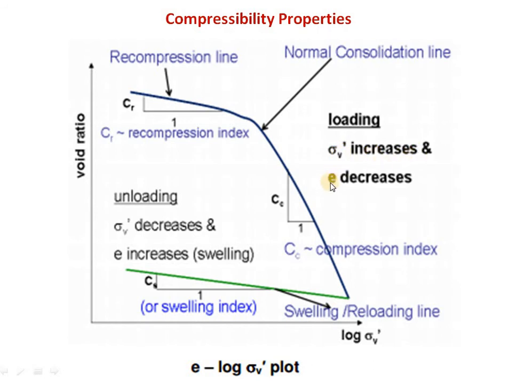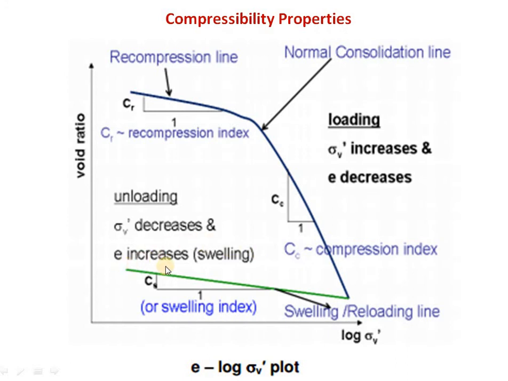When the stress is increased, the void ratio decreases. Obviously, when loading is increased, soil will try to compress and removal of water takes place, so therefore the void ratio will decrease. So here Cc and 1 will be there. Cc is the compression index, and again if you are reloading, or remove the loading, then it will try to come to its original place, where the swelling and reloading line is given. So this is how the compressibility properties, recompression and normal consolidation take place.